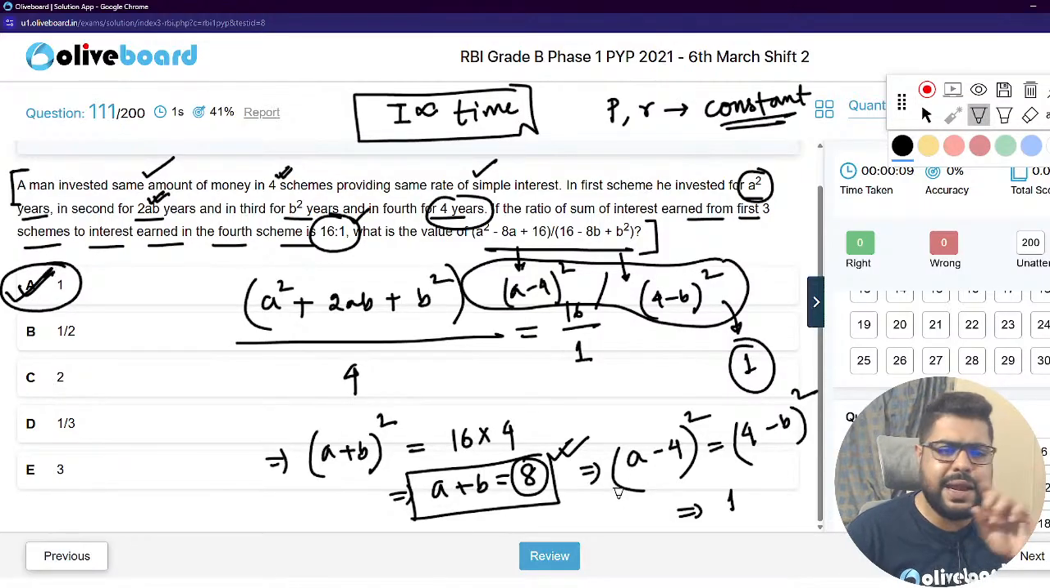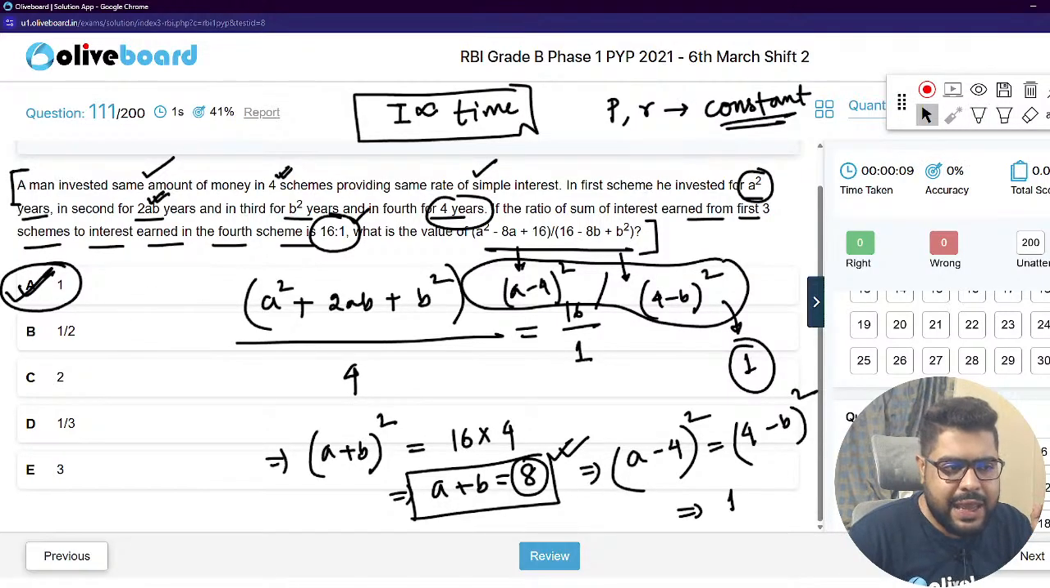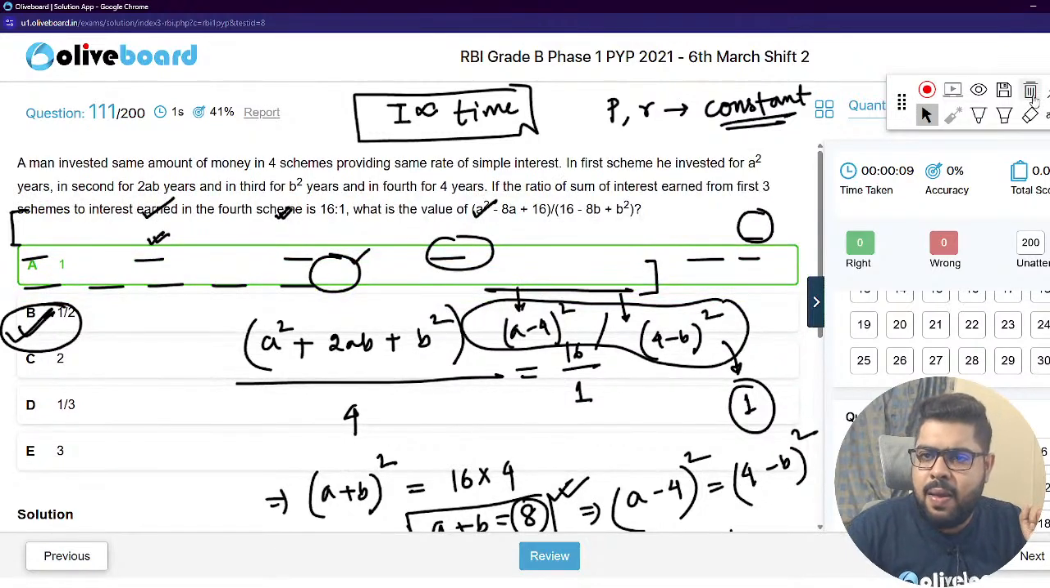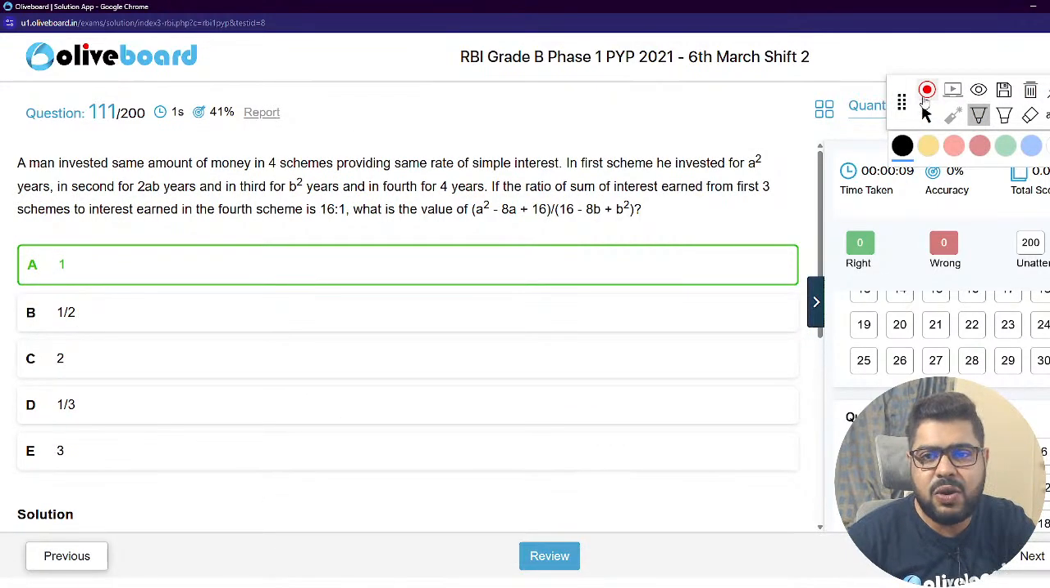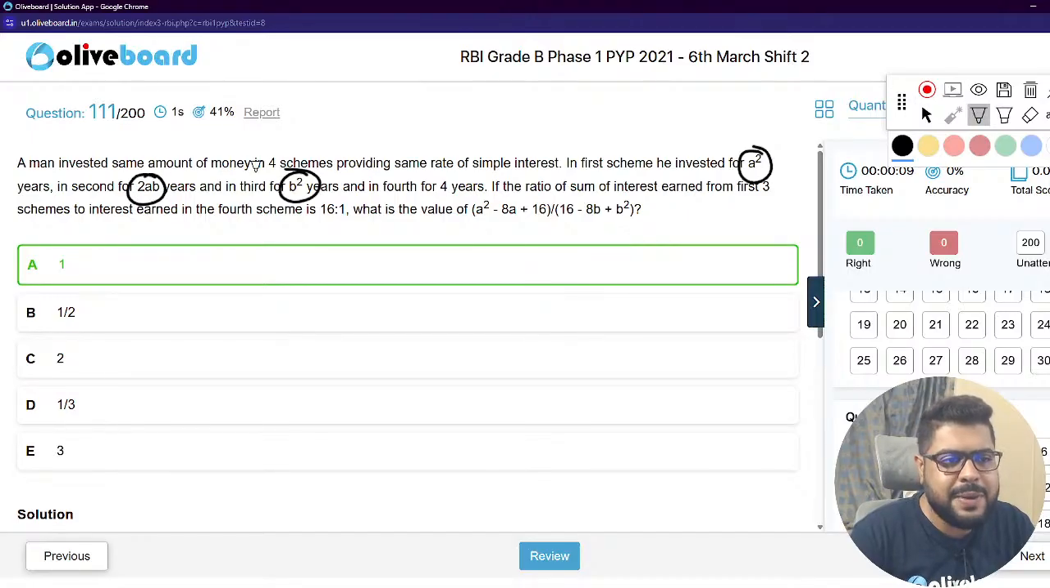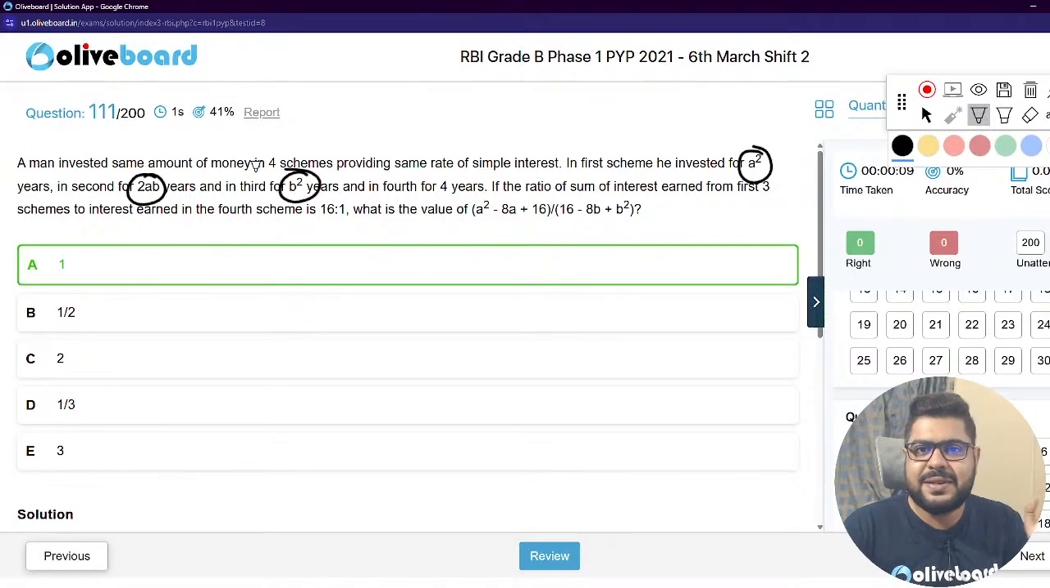Very simple question. A is your correct answer. It looks a little tricky, but for those who have a good idea of this, a square, 2ab and b square, and their sum, that should give you the idea of how to approach and proceed with this.